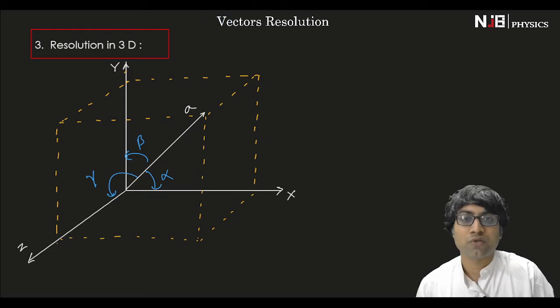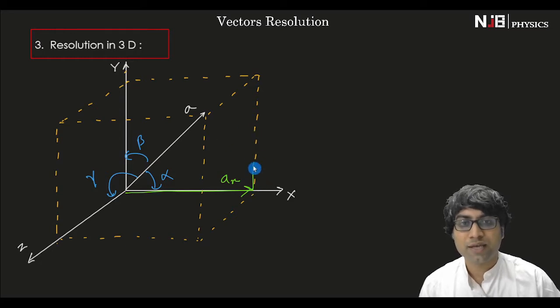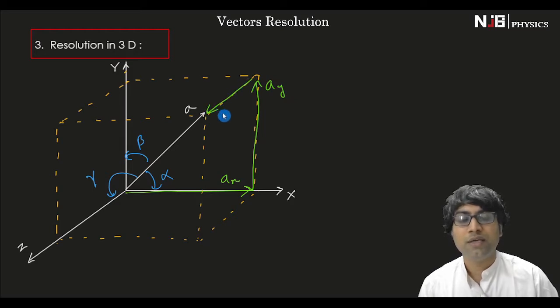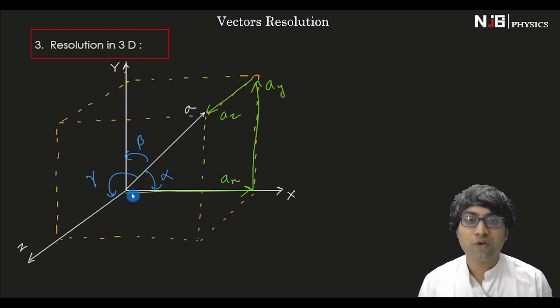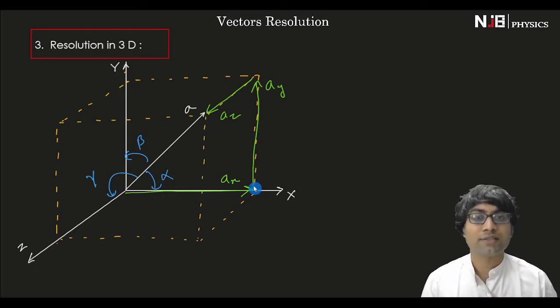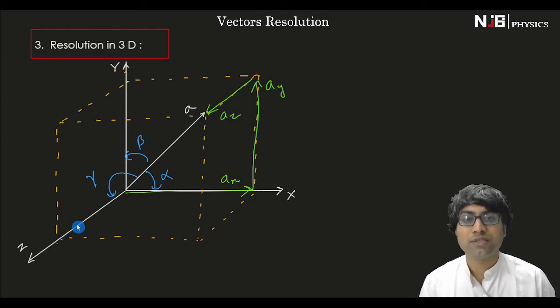So first of all, let's see in this figure what the component of a along the x-axis is. This distance is going to be the component of a along the x-axis, this distance is the component of a along the y-axis, and this is the component of a along the z-axis. You can use the polygon law of vector addition to see that the summation of ax plus ay plus az is actually equal to the vector a. This ax is the component along the x-axis, ay is parallel to the y-axis, and az is parallel to the z-axis.